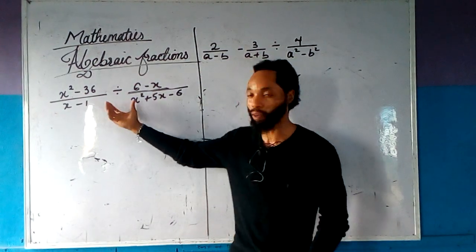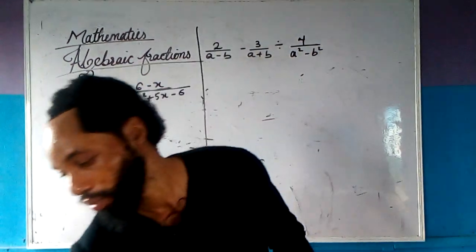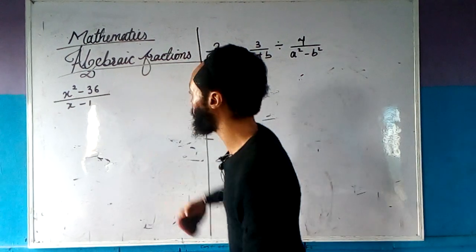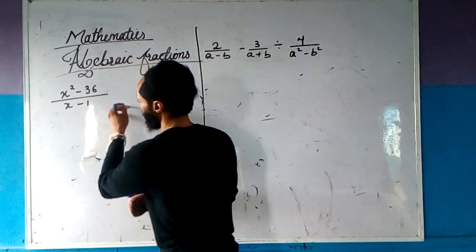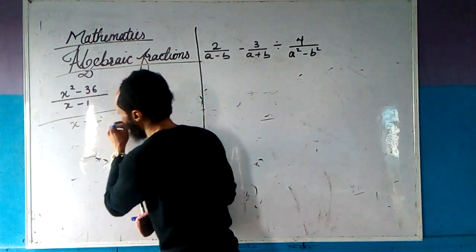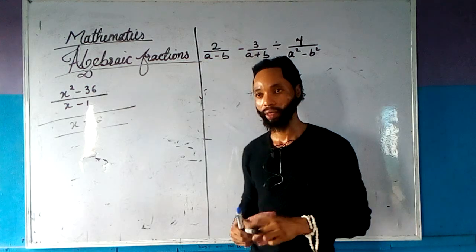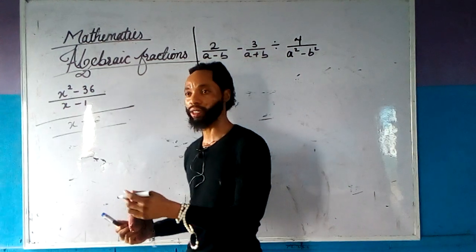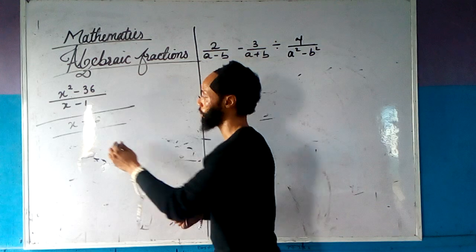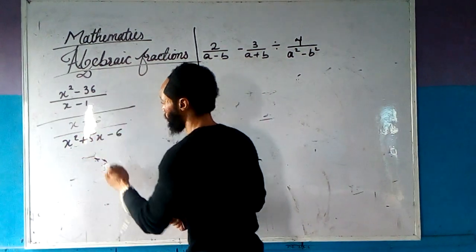Meanwhile, the original question from the text didn't come like this. It came in this form. X minus 6 all over what? Call it out for me. X minus 6 all over x squared plus 5x, x squared plus 5x minus 6.